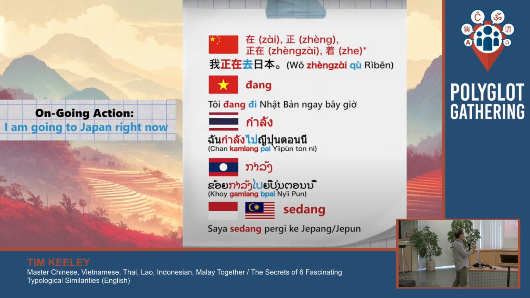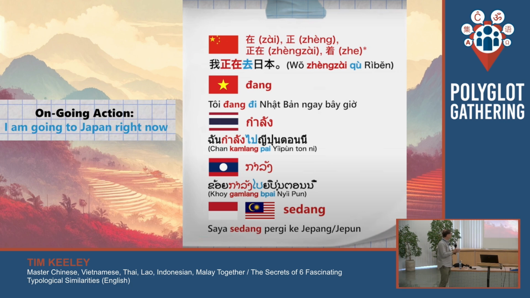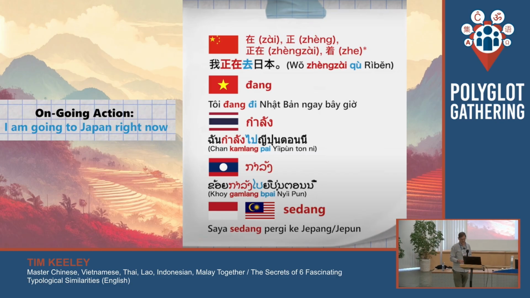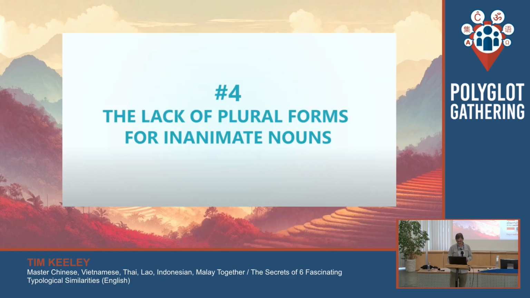So here, then in Thai, again, just like in Lao I mentioned before, gamlang means power. So gamlang bai, going now, and same way, gamlang bai. And then Malay and Indonesian will use the same, sedang pergi. Okay.